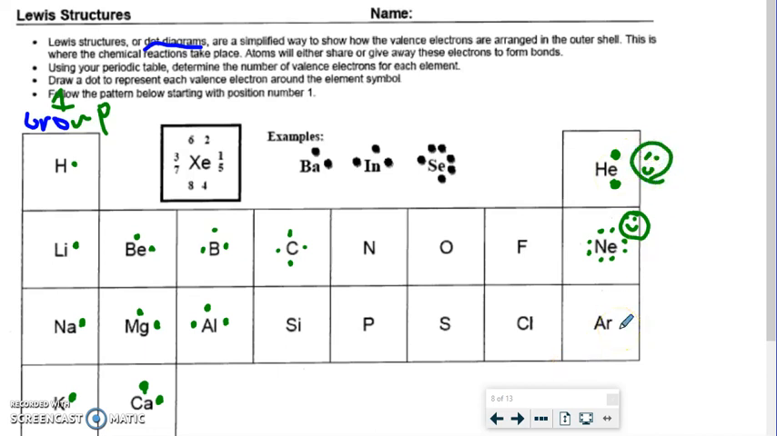Okay, so what I'd like you to do is fill in the dots for the rest of these guys, just following our pattern. Group 1, 2, 3, 4, 5, 6, 7, and 8. And remember on the periodic table, this is actually group 1, group 2, and then it skips a bunch of stuff. 13, 14, 15, 16, 17, 18. Okay, so go ahead and pause the video, fill in those dots, and then you're ready to move on.